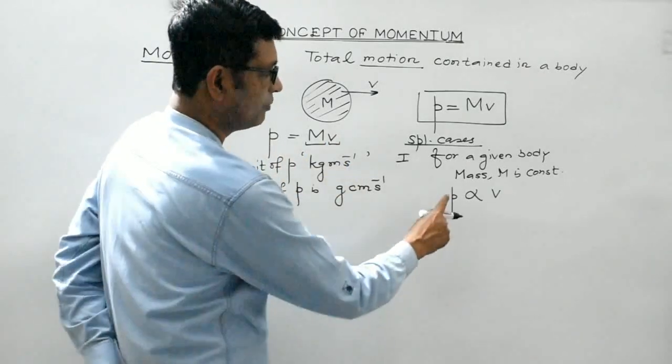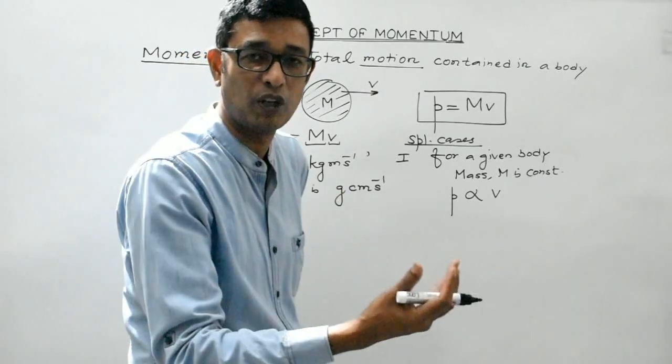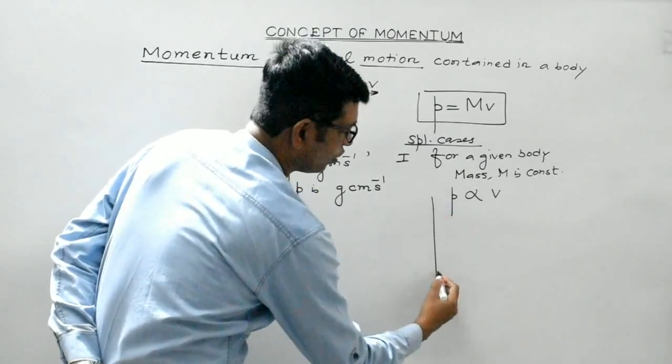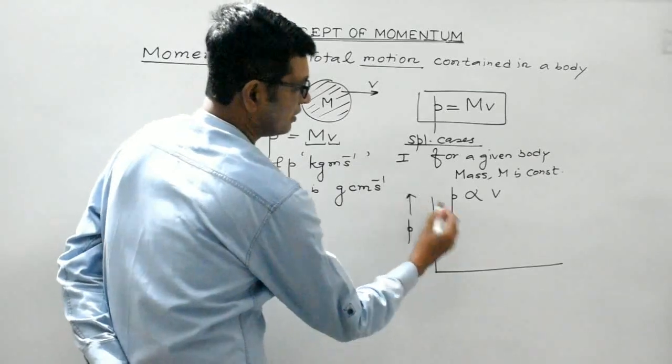So if we plot a graph between P and V, they are linearly dependent. With the increase in the velocity of the body, the momentum of the body will also increase. So if you show the variation of momentum with velocity, the graph would be like this. This is P, this is V.